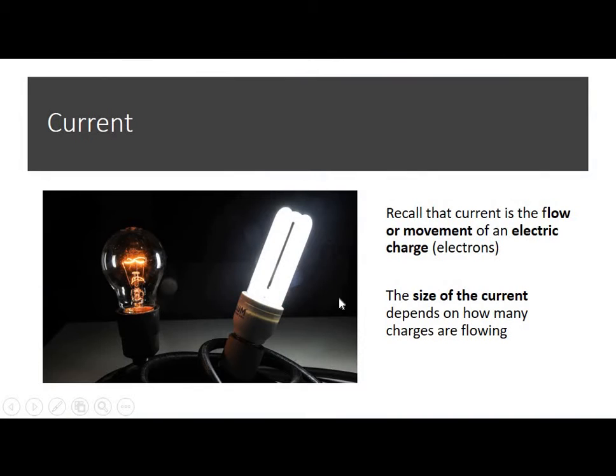Okay, let's quickly recap about current from last lesson. So we recall that current is the flow of movement of an electrical charge, the movement of electrons. And we remember the size of the current will depend on how many charges are flowing.